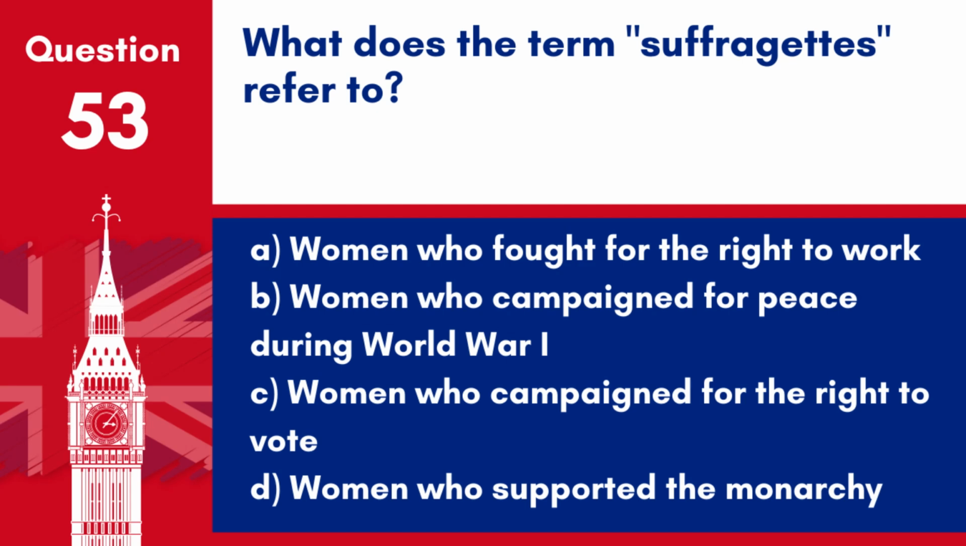Question 53. What does the term suffragettes refer to? A. Women who fought for the right to work. B. Women who campaigned for peace during World War I. C. Women who campaigned for the right to vote. D. Women who supported the monarchy. Answer: C. Women who campaigned for the right to vote. The suffragettes were part of the women's suffrage movement, advocating for women's right to vote.